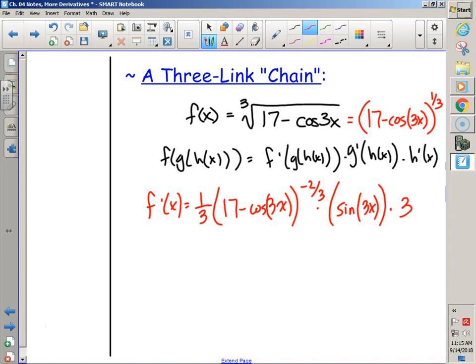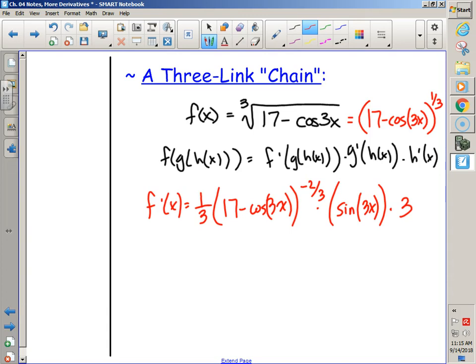17 minus cosine of, technically it'd be like a v. It'd be like a u to the 1/3 and then 17 minus cosine of v, if you want to think about it that way. We took his derivative, right? Positive sine of 3x. Then what? Then there was a 3x. I take the derivative. Derivative of 3x is?